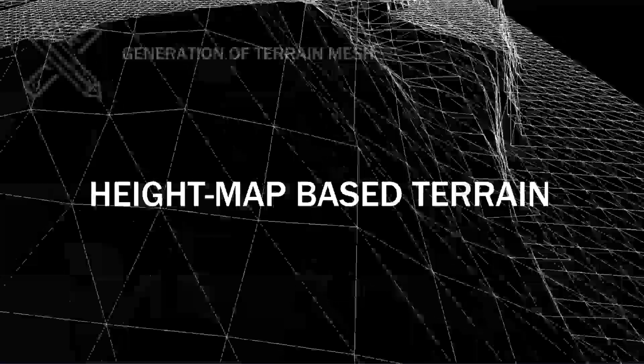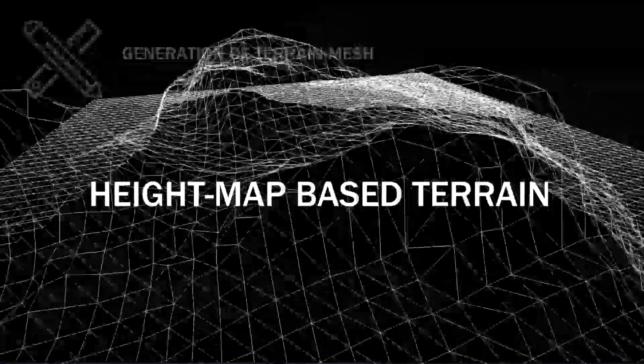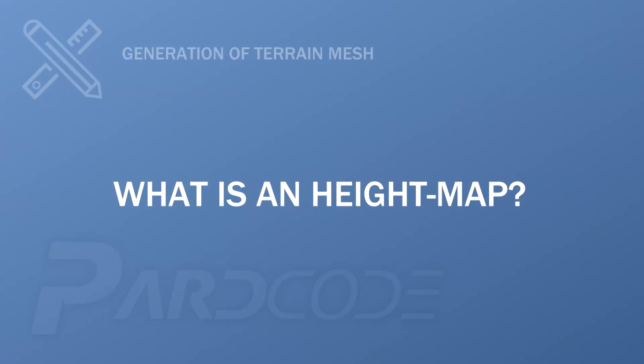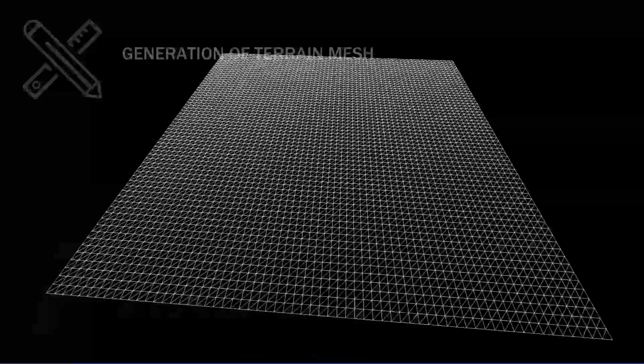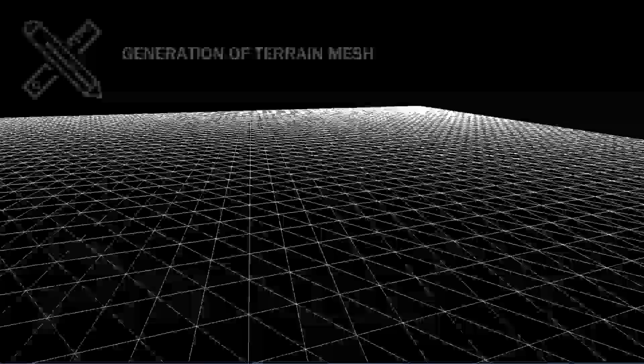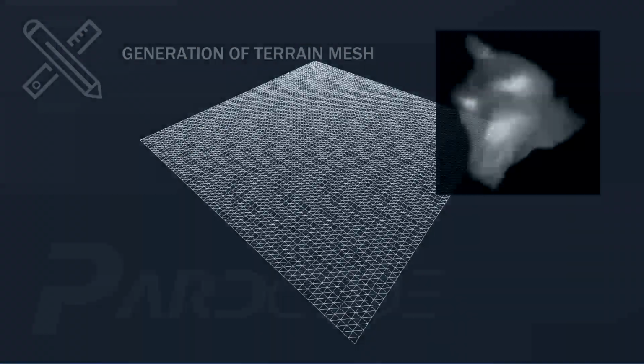In order to render a height map based 3D terrain, we have to create a mesh to use as foundation. But first of all, what is a height map? In few words, a height map is nothing more than a texture in which each pixel contains a height value. Our goal is to create a quadrilateral flat mesh like this one, in which each vertex should correspond to each pixel of the height map.